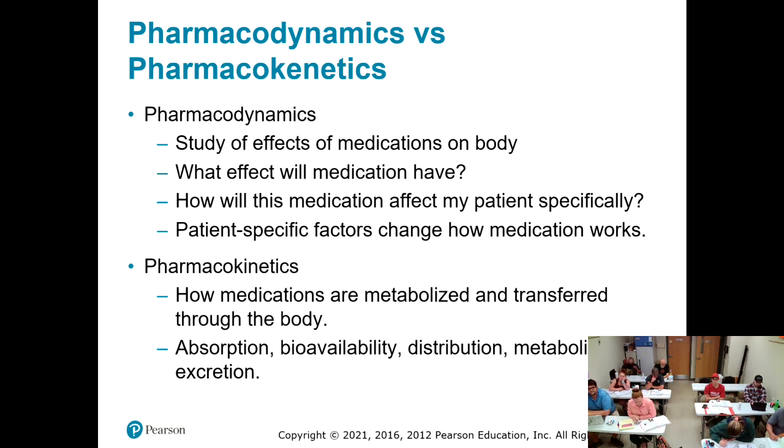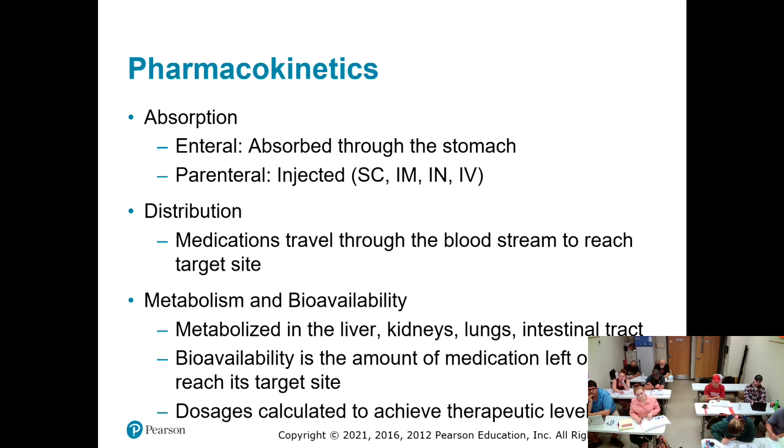Pharmacokinetics. This is basically how medications are metabolized and transferred through the body. The main factors of pharmacokinetics are absorption, bioavailability, distribution, metabolism, and excretion. So, how that drug is passed through our body. With absorption, you have enteral and parenteral. Enteral is absorbed through the stomach. Parenteral is absorbed elsewhere in the body, so IM, IV, subcutaneous, intranasal. That is just specific to how the medication is absorbed.